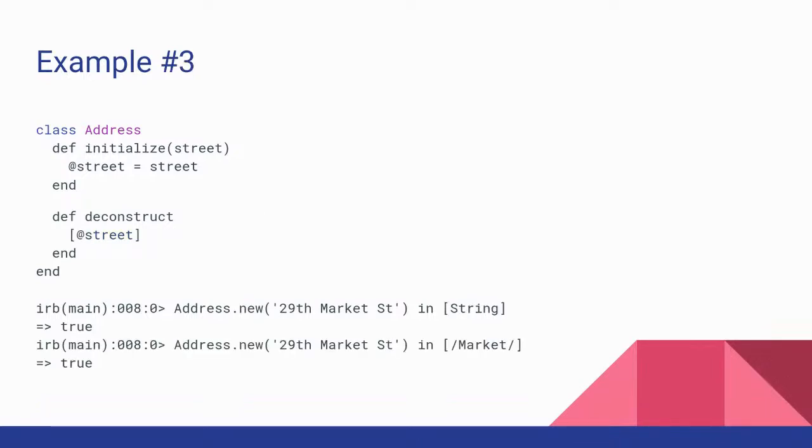The same thing here, but now we're implementing the deconstruct method. So it's the same thing, but now we're preparing our class Address to be compared using the array pattern or the find pattern that we saw in the other slides. We're overriding this deconstruct method and returning the street in an array, and then we can compare it using pattern matching, whether it's a string or against some regex.